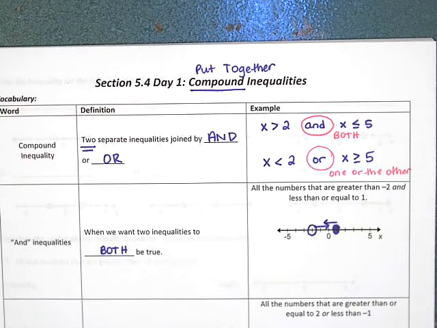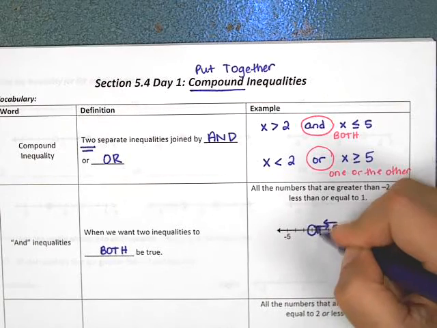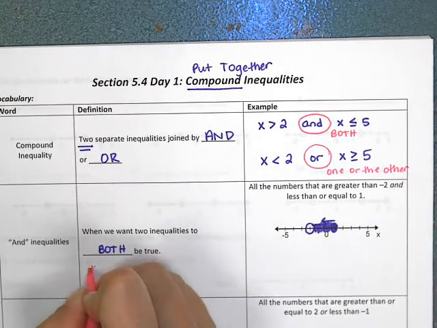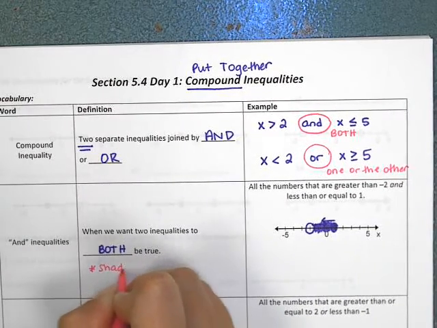If you'll notice, those arrows are actually pointing towards each other. So in the end, what we're going to end up doing is shading the numbers in the middle. When you have an and inequality, you will always shade the middle.